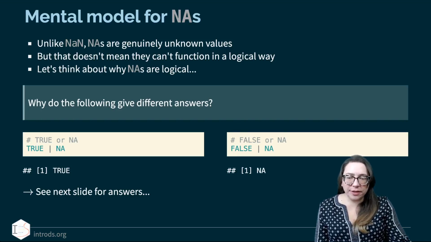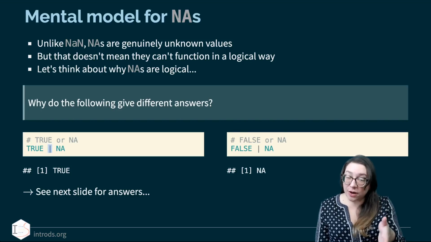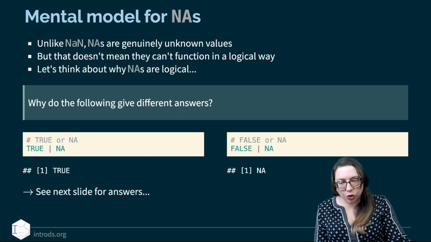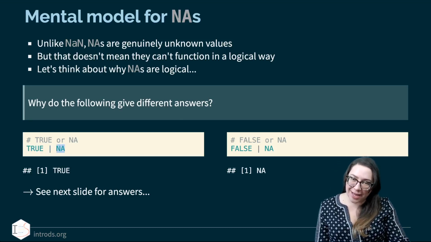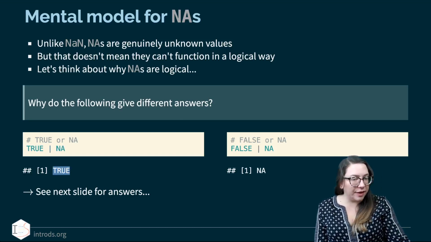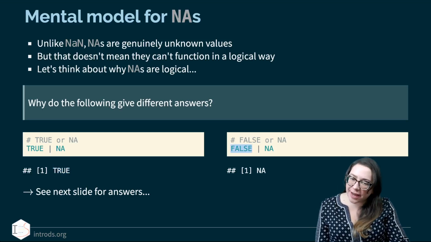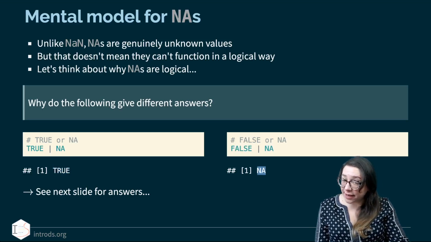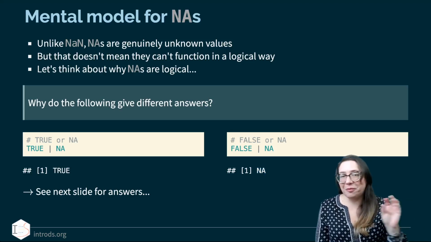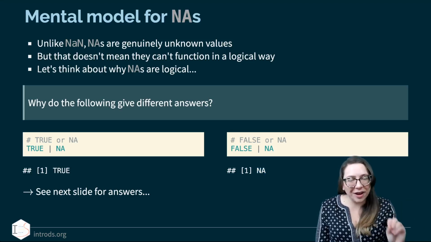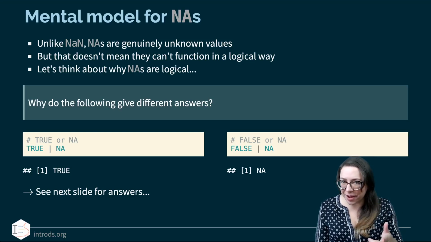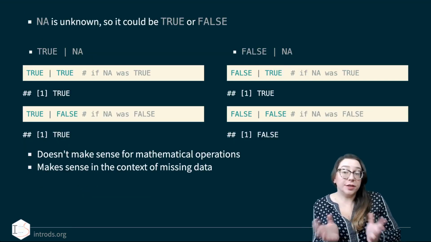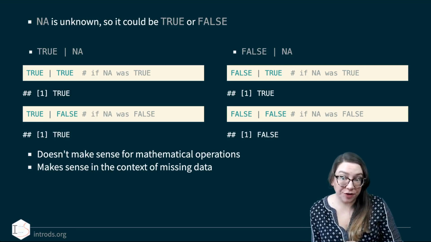So remember this operator, the vertical line, was an OR. So if I was to say, is something TRUE or is it NA? The result is TRUE. But if I say, is something FALSE or is it an NA? The result is NA. Why might this be the case? I'll ask you to maybe pause the video for a second and try to think through this and then come back. So let's think through why these two gave different answers.